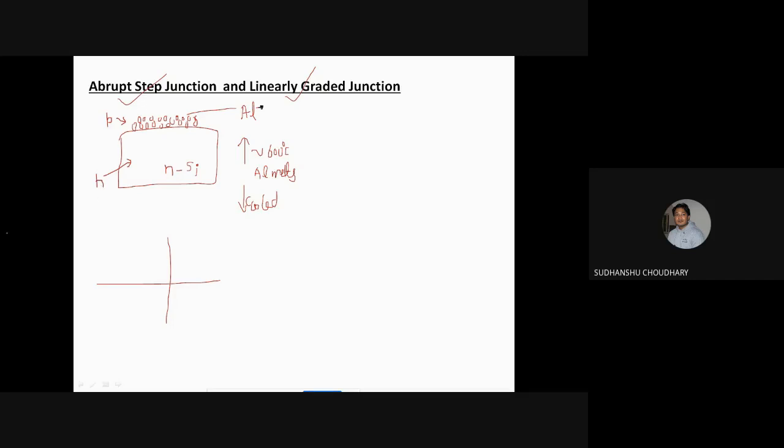So the important thing to note here is the carrier concentration at the junction. Let us say this point is the junction. We are now interested to know how the carrier concentration changes at the junction. Depending upon how it changes, we define the junction as either a step junction or a linearly graded junction. In this case, it's a step junction.